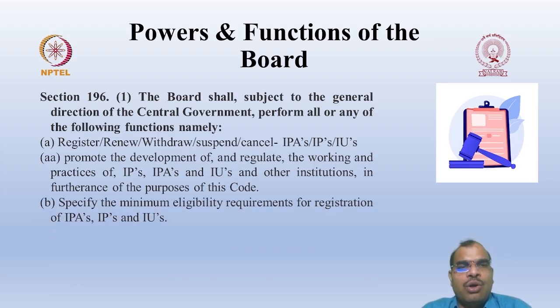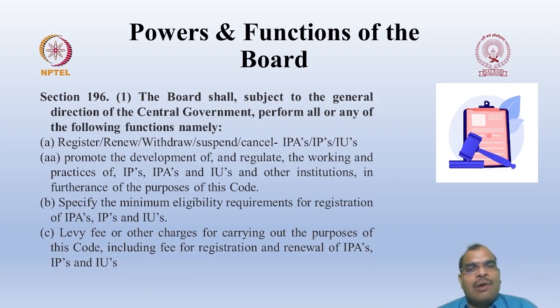Then the IBBA is going to specify the minimum eligibility requirements whenever you want to register as an IPA, IP or IU. In previous classes we have already discussed the eligibility requirements for the registration of IPAs, IPs and IUs. All these eligibility requirements are prescribed by the IBBA only. They are also going to levy fees and other charges for carrying out the purpose of this code. For example, whenever you make an application under section 7, section 9 or section 10, the fee is prescribed by the IBBA.